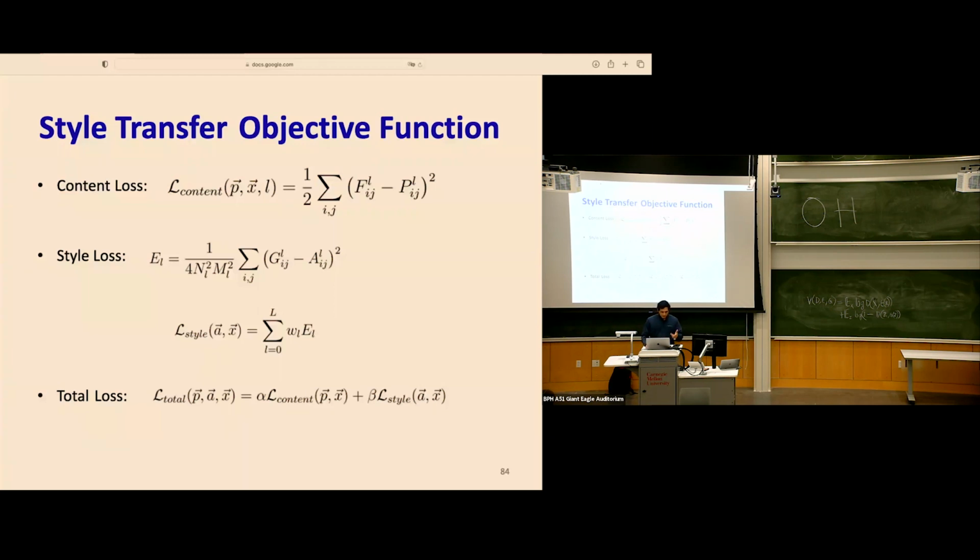And then we combine both of them to get the total loss. In this case, alpha and beta are the weights corresponding to content and style respectively, and they can be tweaked according to how you want to alter the final result.